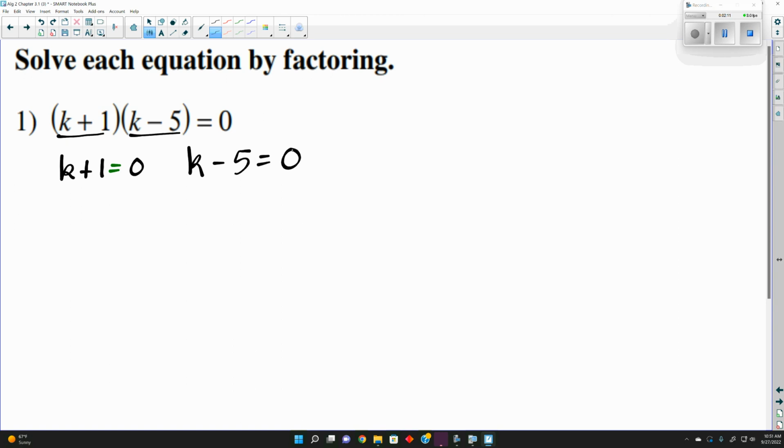And now we solve. So for k plus 1 equals 0, the first thing we can do is subtract 1 from both sides, which tells us k is equal to -1. Question.